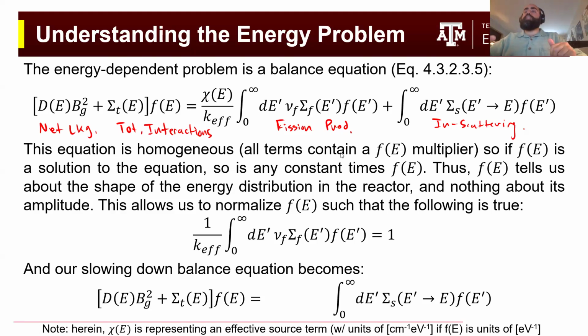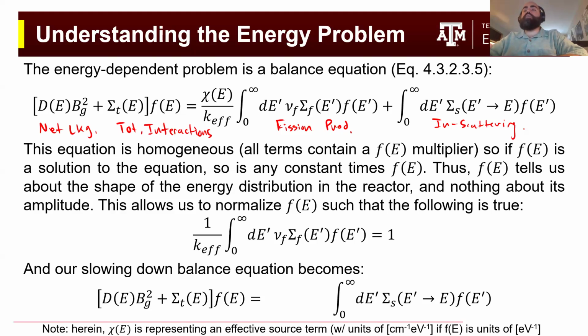So this is a homogeneous equation. That means every term in the equation has some multiple of f of E. And if it's a homogeneous equation and f of E is a solution, it means we could take any constant times f of E, and that's also going to be a solution. So if we solve this equation, f of E is only going to tell us about the energy distribution. It's not going to tell us about the amplitude of the distribution.